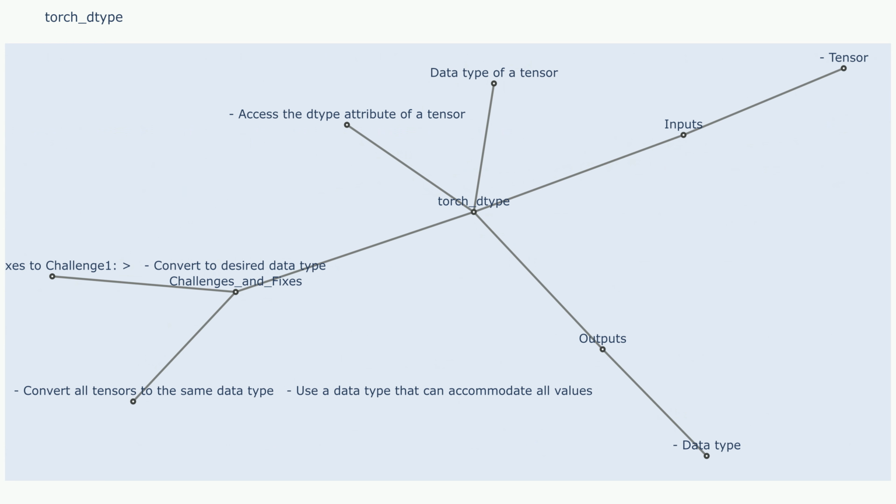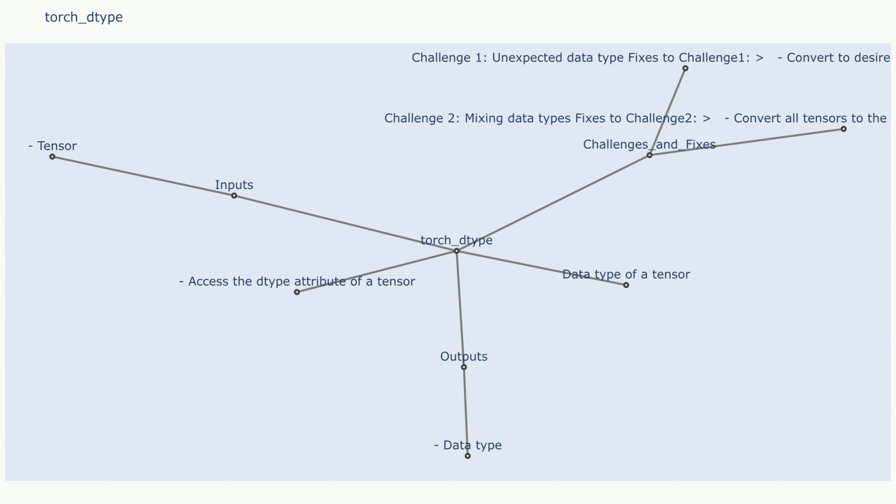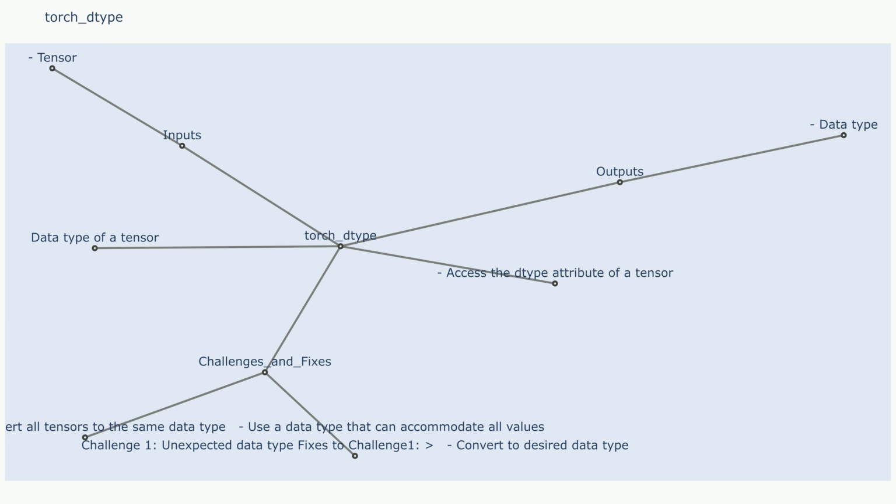Tensor dtype. Challenges and fixes. Challenge 1. Choosing the appropriate torch.dtype for your data. Sample use case that resulted in challenge 1: using torch.float32 for data requiring higher precision, leading to loss of accuracy. Fixes to challenge 1. Use torch.float64 for data requiring higher precision. For integer data, choose the appropriate bit size based on the range of values.